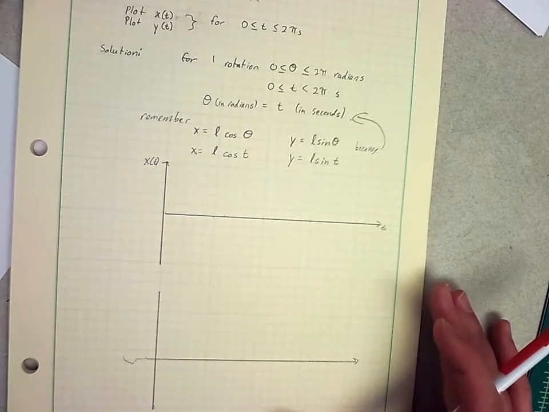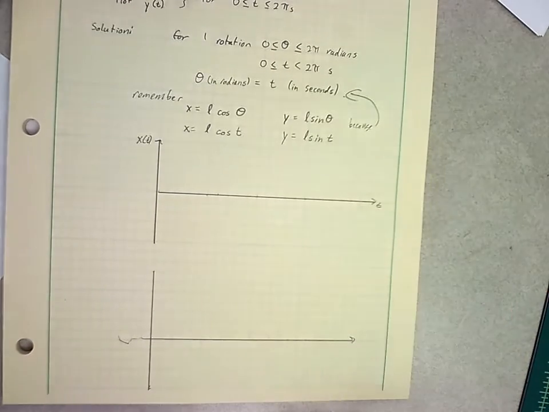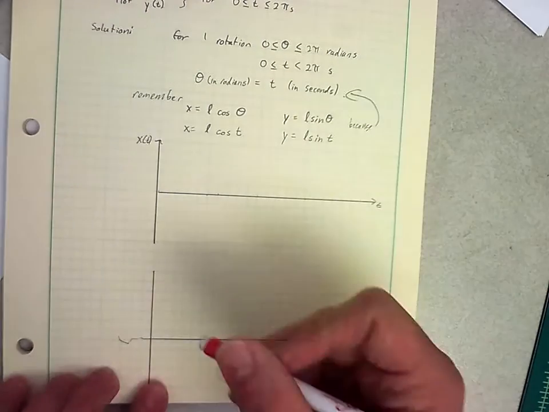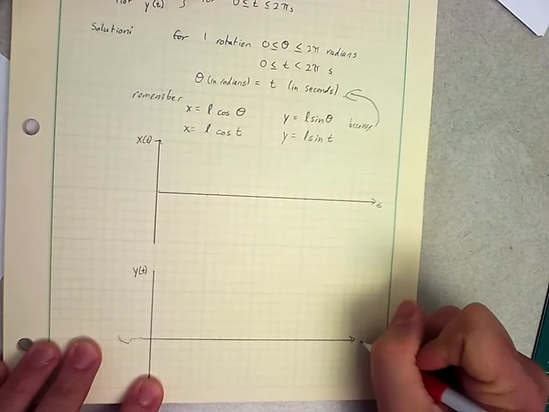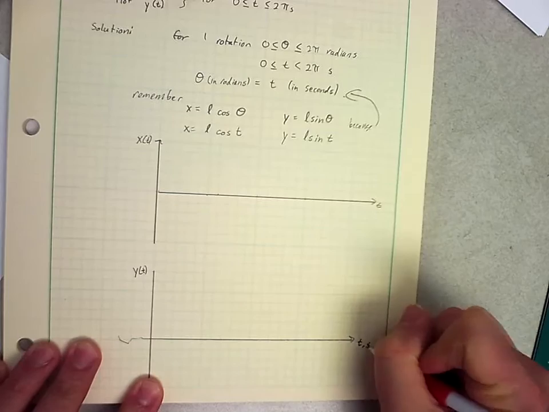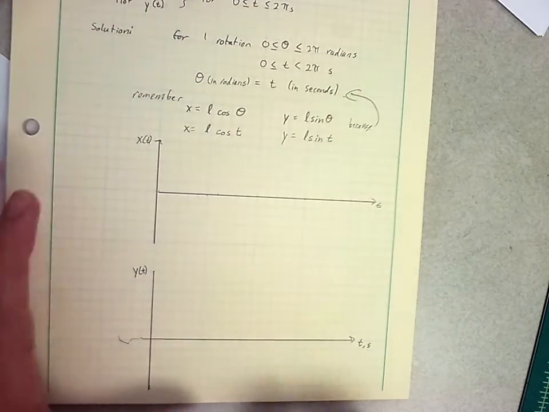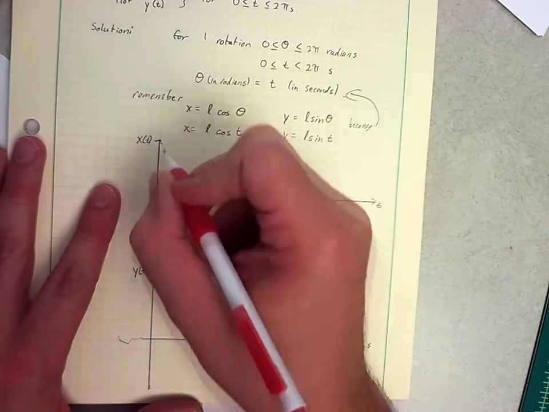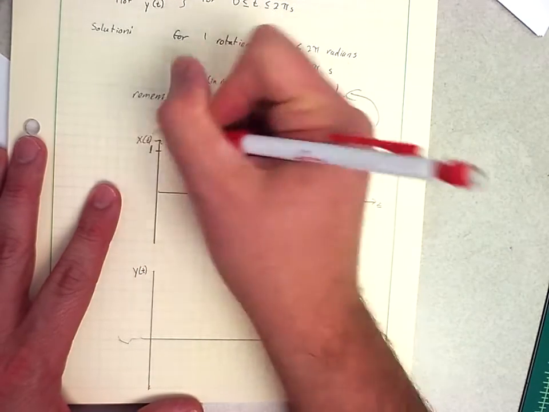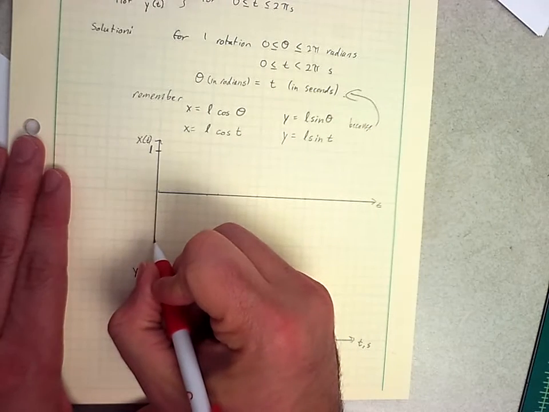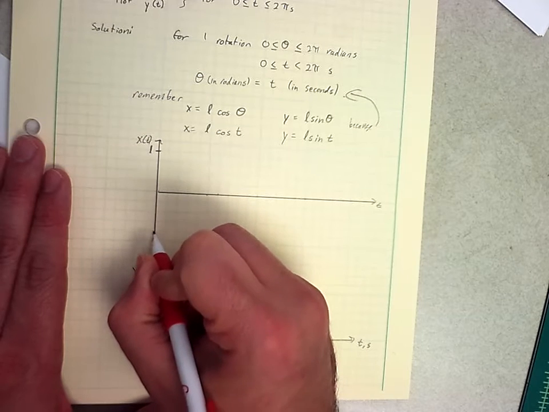Sorry about that, it jumped a little bit. So we have these two, and this one would be y of t versus t in seconds. And so my top point on each one of these would be L, and negative L. Make sure I've got the same number of blocks each direction.